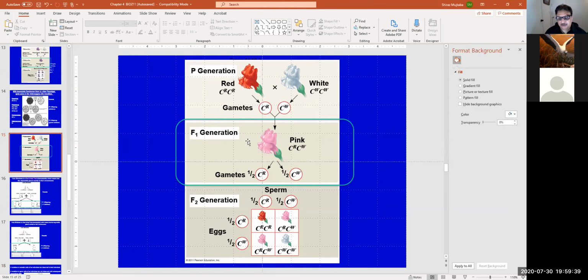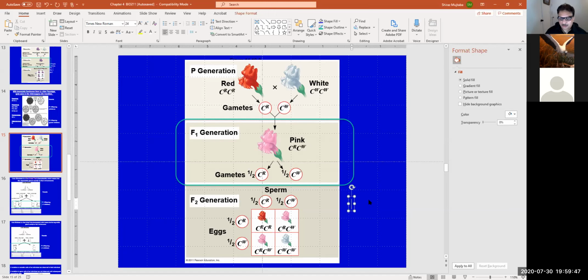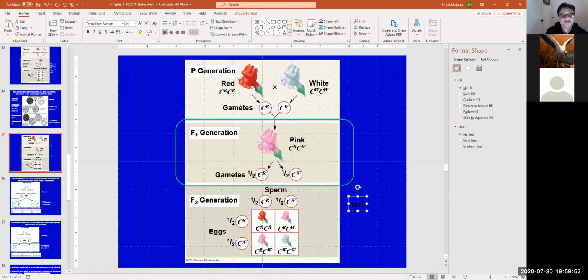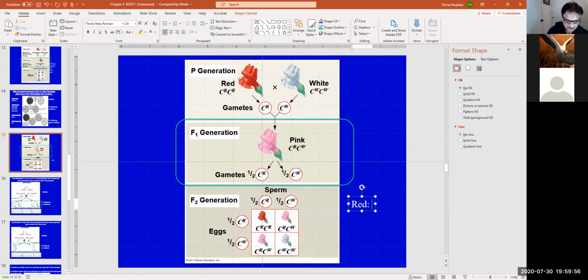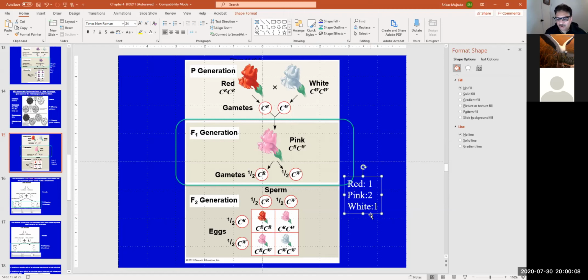So there's blending. What is the phenotype here? The phenotype here is that there is 1 red flower, there are 2 pink flowers, and there is 1 white flower. So the phenotype is 1:2:1.